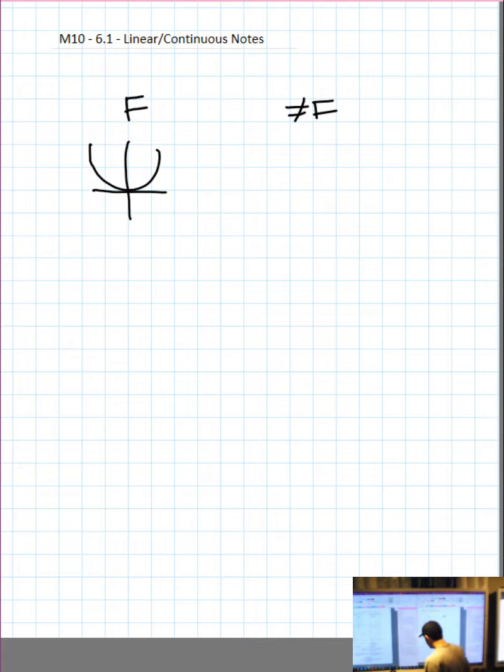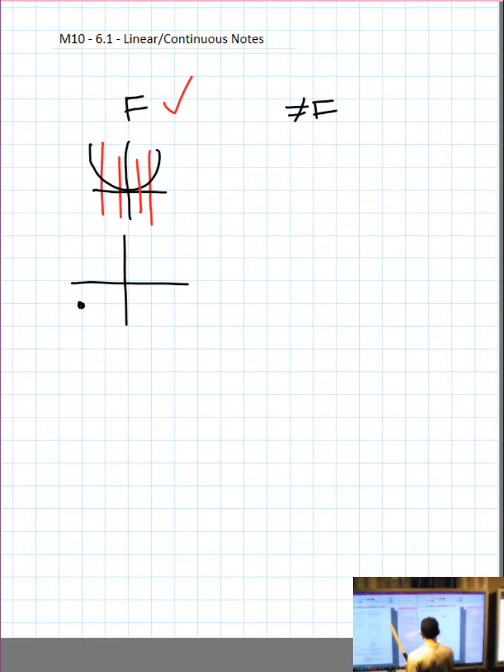So let's take a look at some things that are functions, f, or not functions, not f. So functions, let's take a look at a parabola. And notice, if you were to take your pencil and run it vertically along the page, it only ever hits once. So it's a function. If you have a graph and you have a bunch of points, and you don't have any points on top of each other, it passes the vertical line test. Function. Check mark.